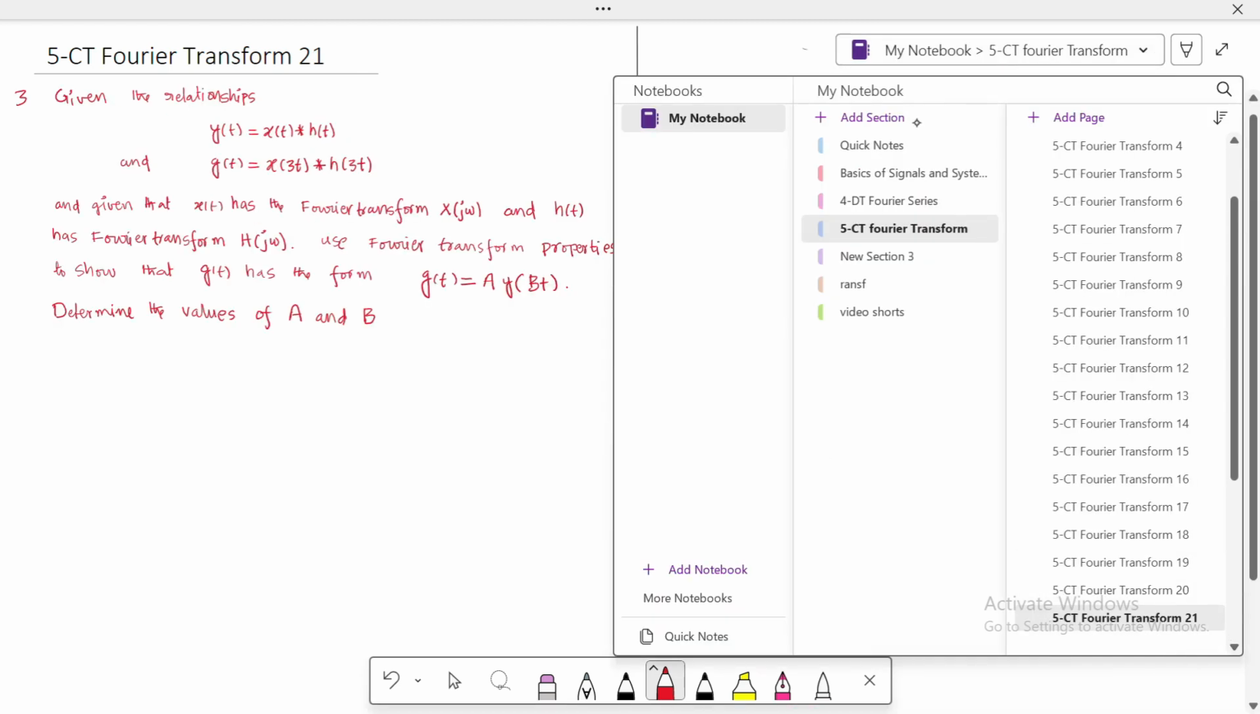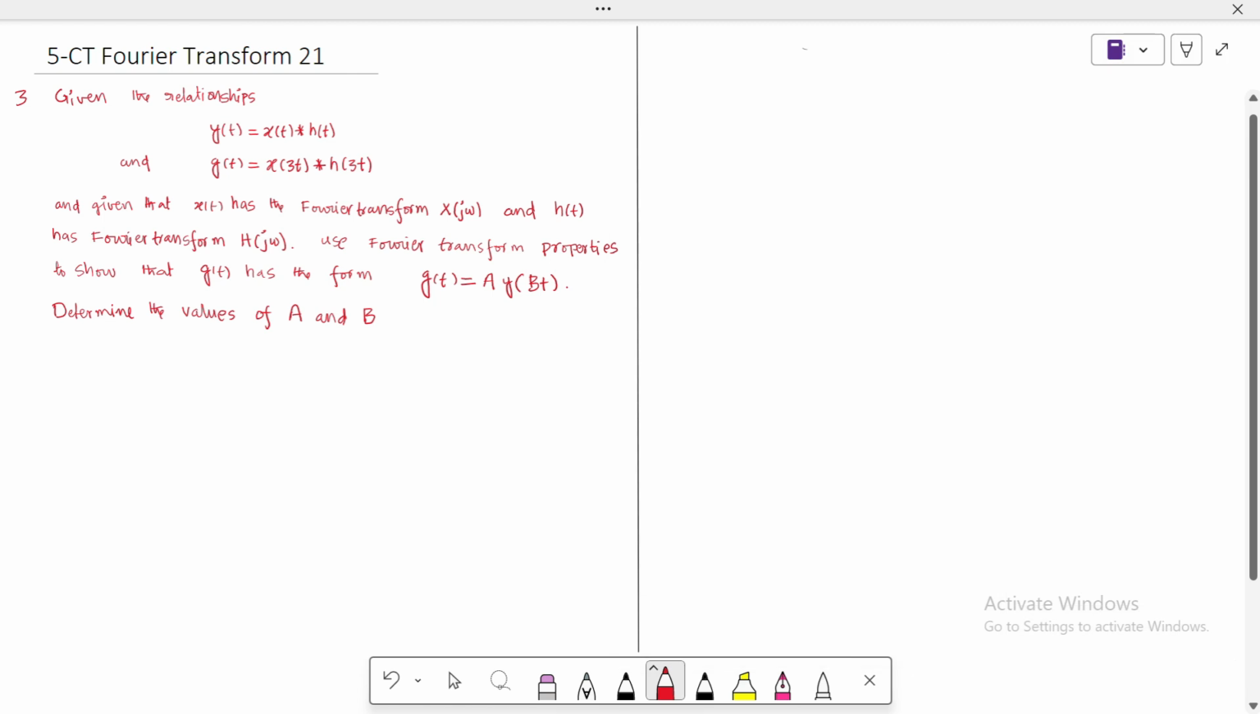Next, here given the relations: y of t equals x of t convolution h of t, and g of t is given as x of 3t convolution h of 3t. Then X of j omega and H of j omega are the Fourier transforms of x of t and h of t, and G is given in terms of Y, then find the A and B. So this is the case.